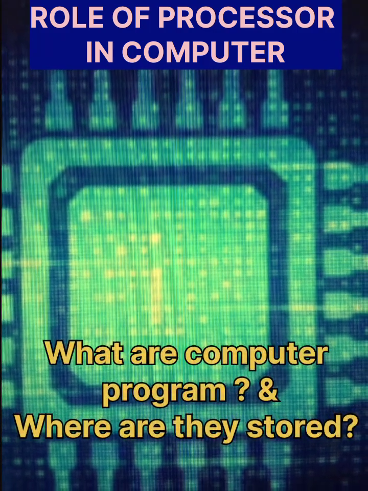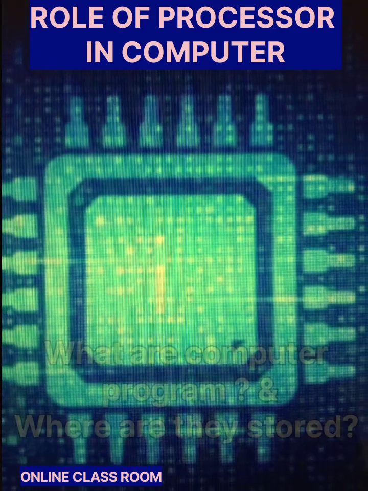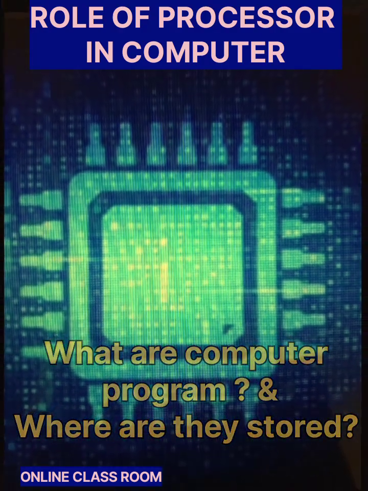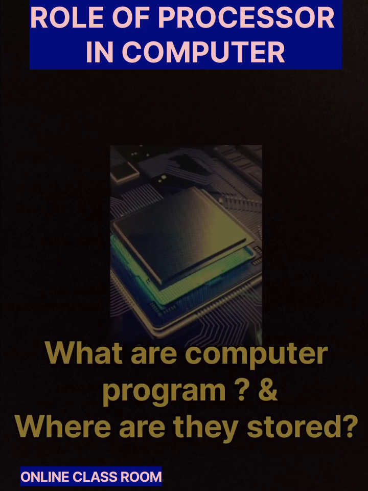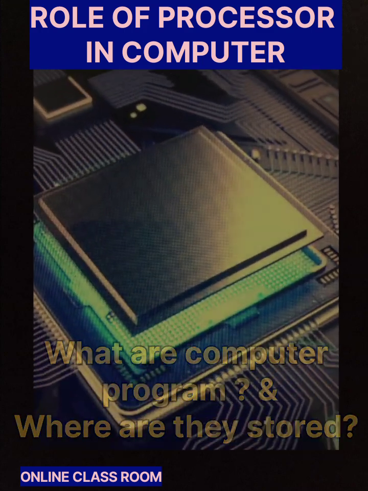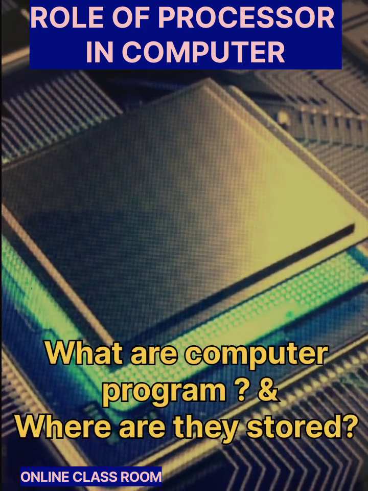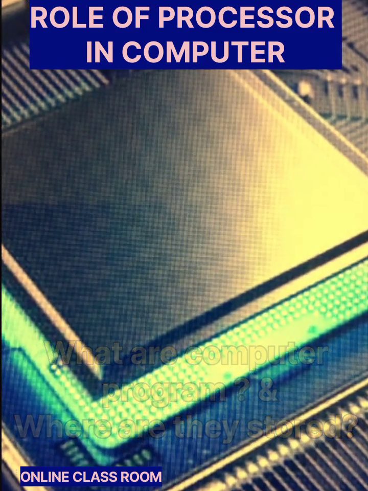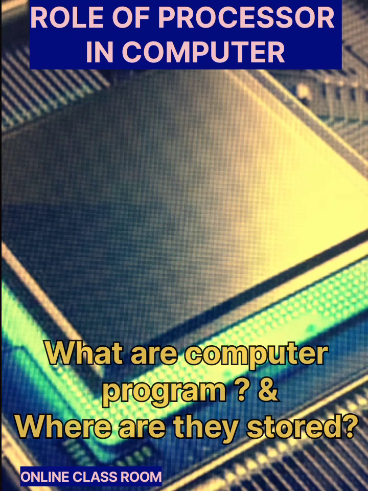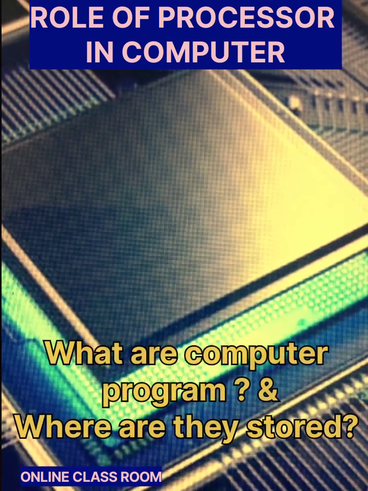What are computer programs and where are they stored? A computer program consists of a series of instructions created by a programmer that directs a computer on how to operate. For instance, using applications like a web browser or a word processor constitutes a program, as does performing calculations and interacting with items using a mouse or touchpad.